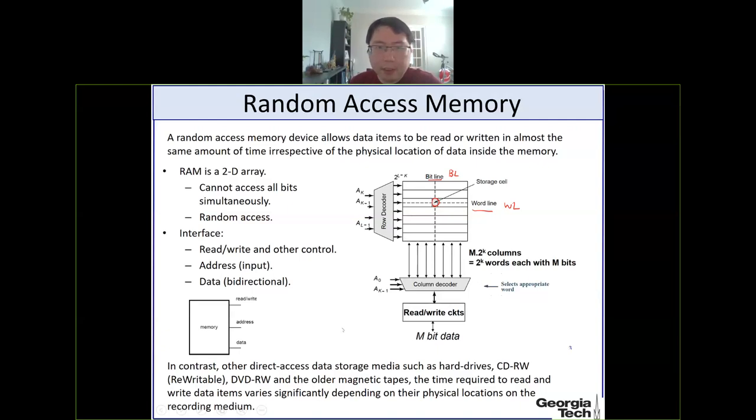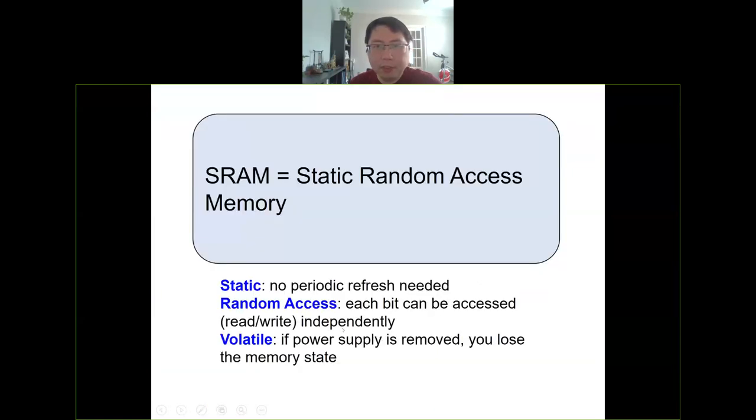So this is the random access memory, and the SRAM is one type of random access memory. DRAM is another type, and we are going to discuss DRAM in the next lecture 18. But again, before we talk about the SRAM cell, let's have some discussions on the features of the SRAM. SRAM is short for static random access memory, and random access means each bit can be accessed independently.